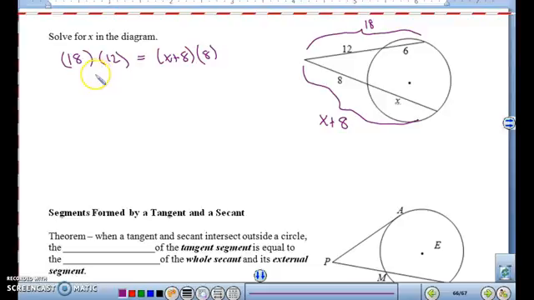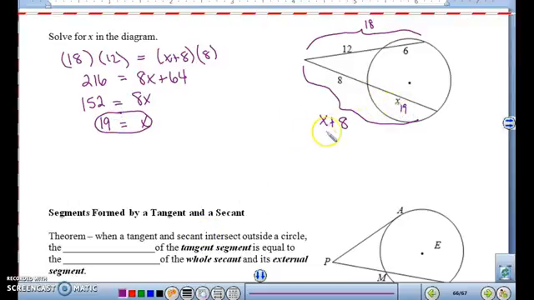All right, so multiplying this out, we get 12 times 18 is 216. Distribute the 8 through the x plus 8, so it's 8x plus 64. Subtract the 64, you get 8x is equal to 152. And if you divide by 8, x is equal to 19. All right, so x here is 19. And the whole secant, if you want to work it out, is 27. So there we go. Whole is to part as whole is to part.